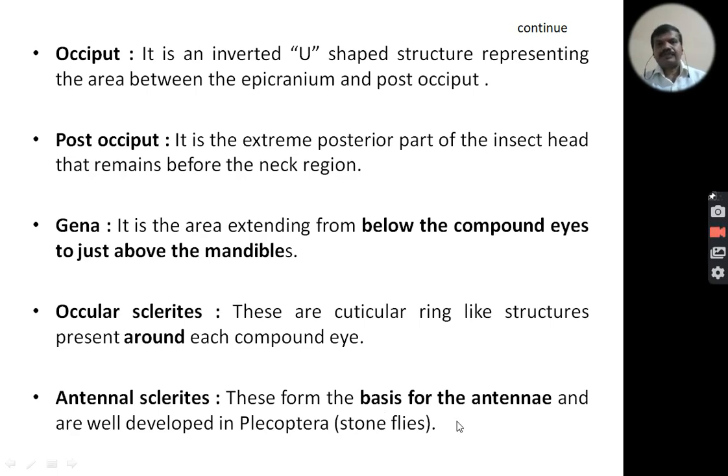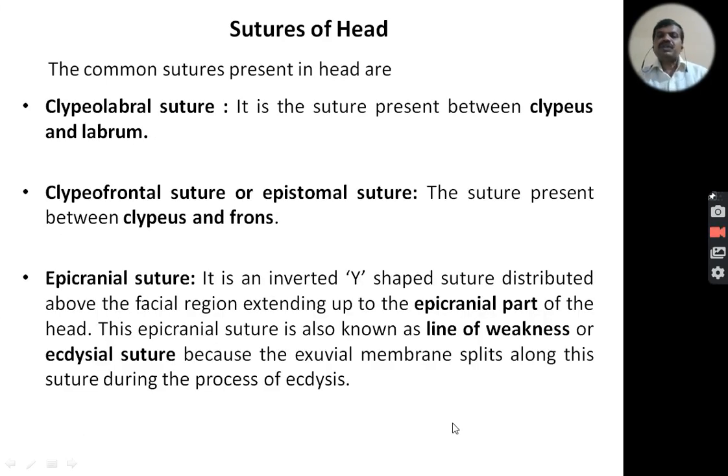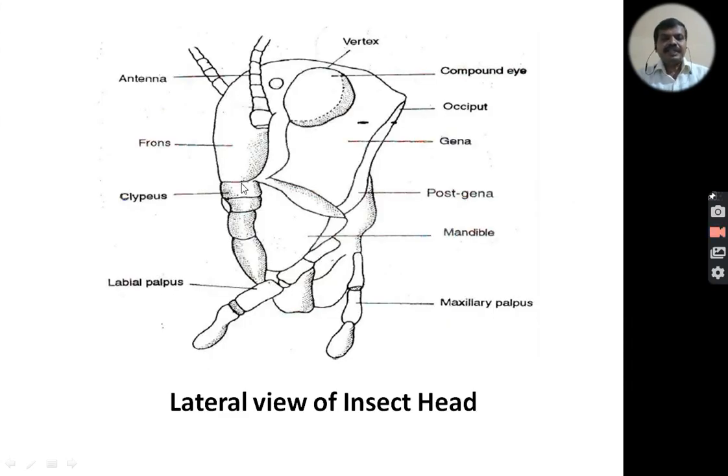The next is sutures of the head. The common sutures of the head are as follows. The first one is the clypeolabral suture. It is the suture present between the clypeus and the labrum. Here you can see the clypeus and the labrum. These two are attached by means of a suture, which is called the clypeolabral suture.